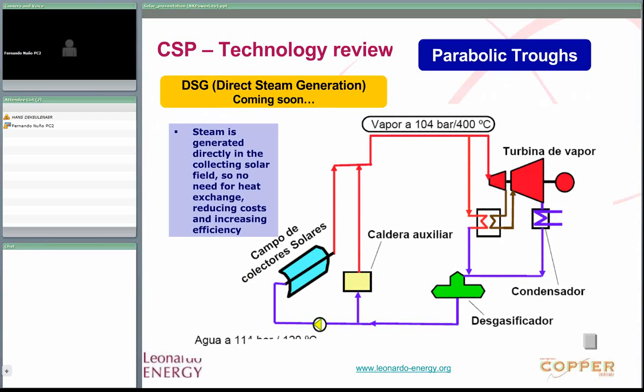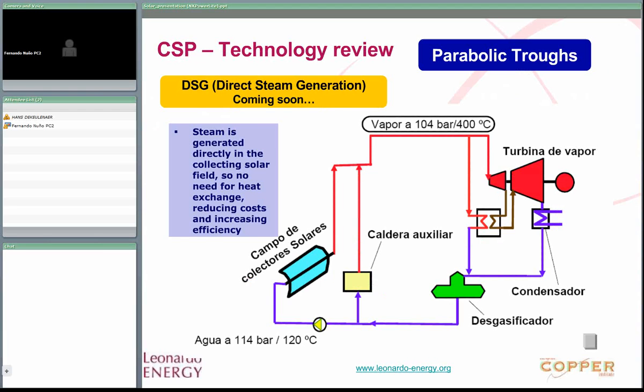There is another technology still in the laboratories, which is direct steam generation. Steam is generated directly in the solar field, so there is no need for heat exchange, and then costs are reduced and efficiency is increased. This is coming soon.